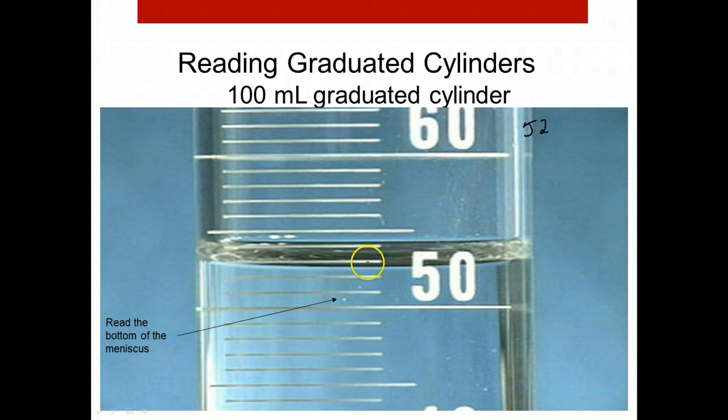So now we need to estimate. What is that last part? That's as close as we can get. It's somewhere between 52 and 53. Because that line is pretty close to the 53 mark, let's go ahead and estimate that as 52.8.